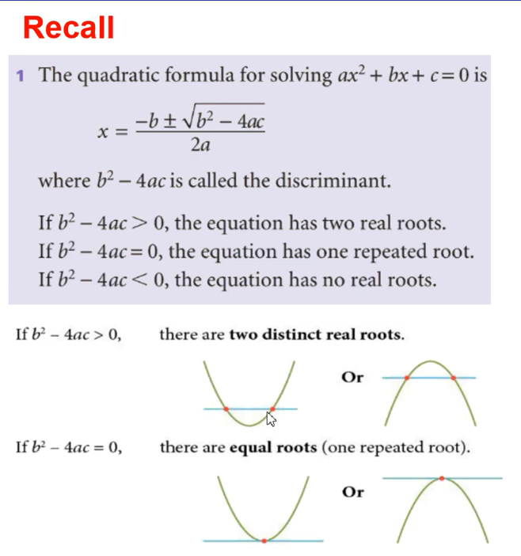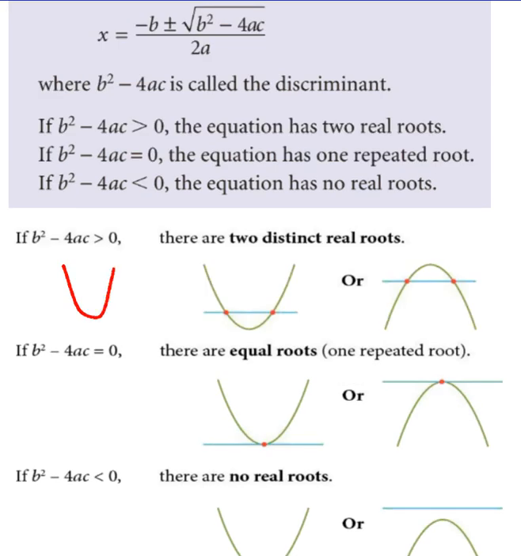We will see the graphical explanation here. And when b squared minus 4ac is less than 0, the equation has no real root. So what does it mean? When the discriminant is greater than 0, there are 2 distinct roots. It means the curve will pass through the x-axis at 2 points. Or if you are talking about a line and a curve, then the line will cut the curve at 2 points.